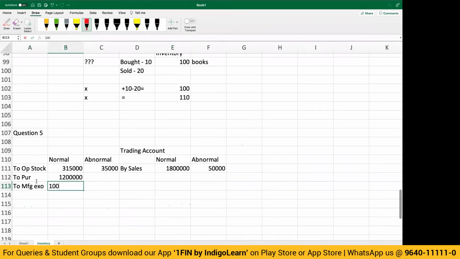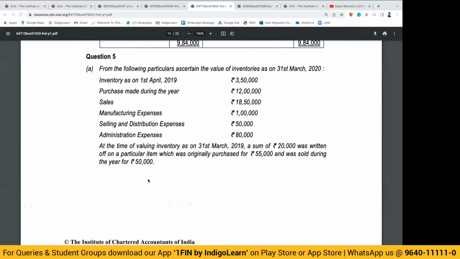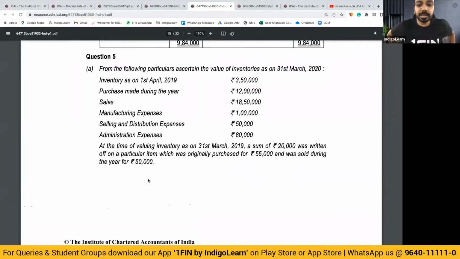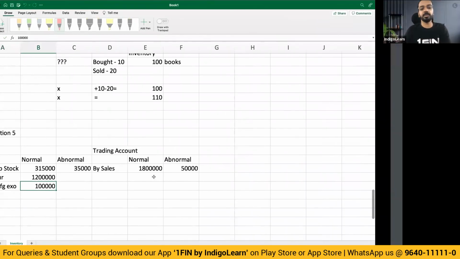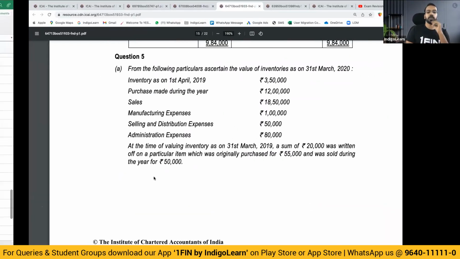10,000. To selling, distribution and admin, sir? 1 lakh. Oh, sorry, 1 lakh. To selling, distribution and admin expense, will it come in your trading account? No, sir. It will not come in the trading account.